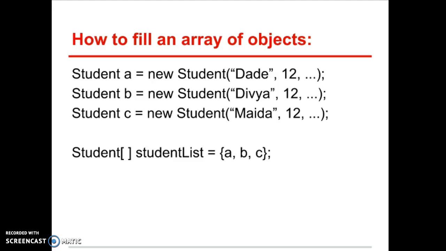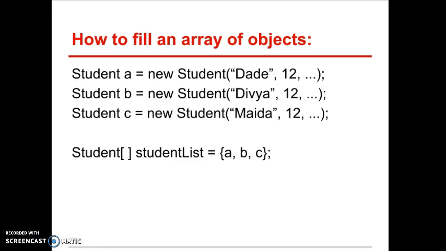So if I already know that these are the only students I'm going to put in my array, I can just do this. I don't have to use the word new. I can just tell the compiler this is studentList: Student A, Student B, and Student C. If I tried to put an int in here, or a double, or something other than a Student, I would probably get a compile time error.